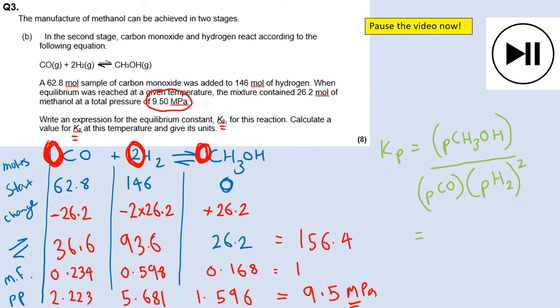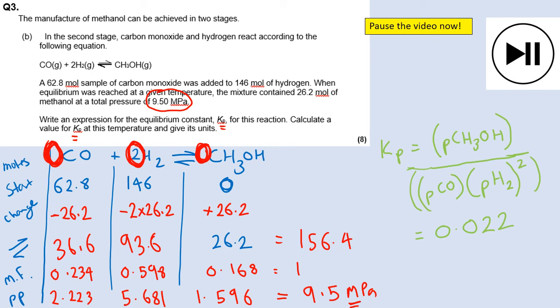1.596 divided by 2.223 times by 5.681 squared. It's important how you work these out, because actually that bottom section there all needs to be in brackets before you divide. So be careful with your calculator. It's easy for people to make calculator errors here. And the answer comes out at 0.022. That's my numerical answer. So I've got 0.022. I haven't given the units, okay?